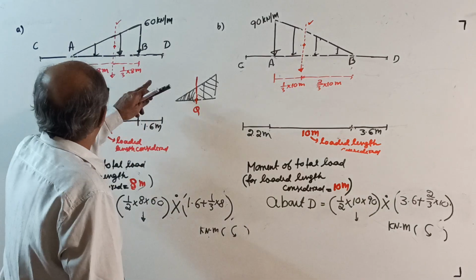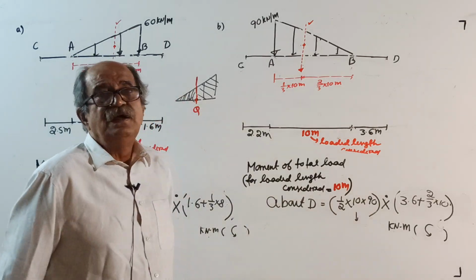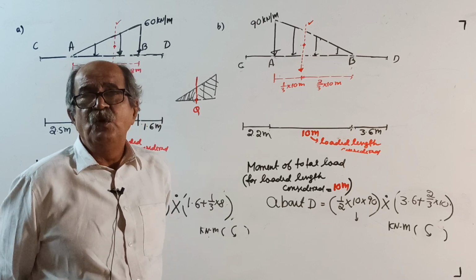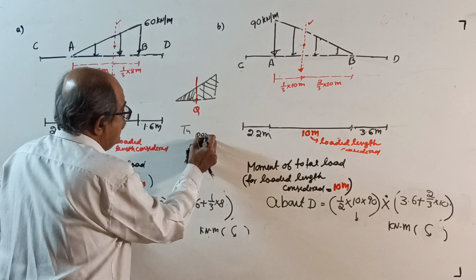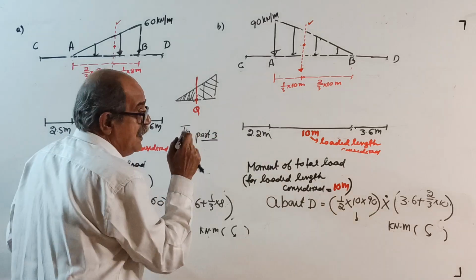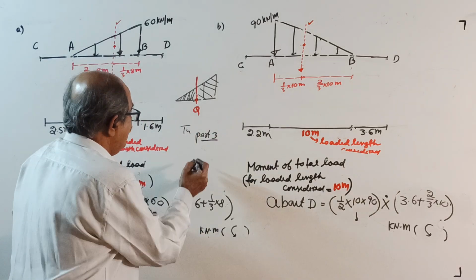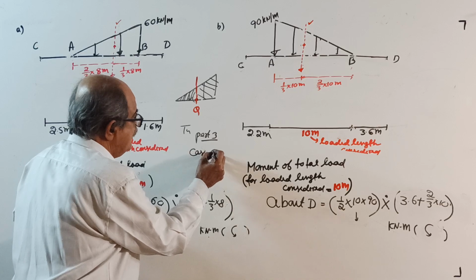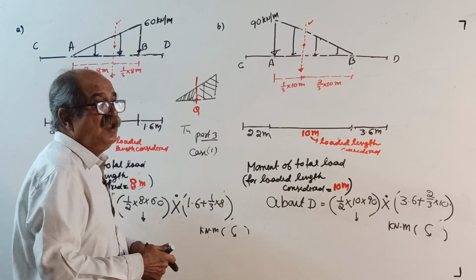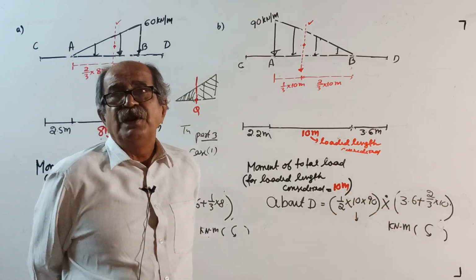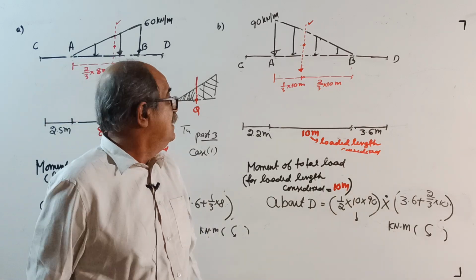So, this is your part, types of load. What I have done is types of loads, part 3. Part 3 is for UVL. There, today I finished case 1. Uniformly varying load represented by a right angle triangle.